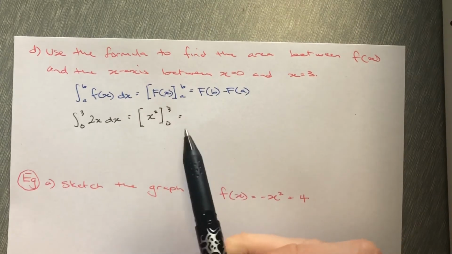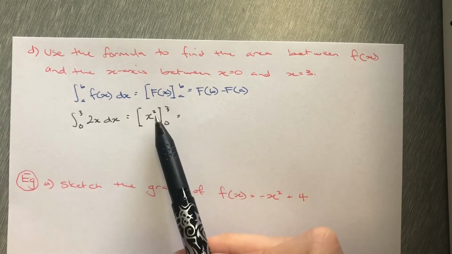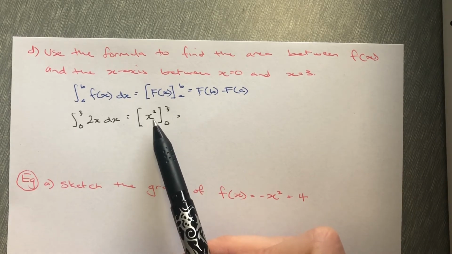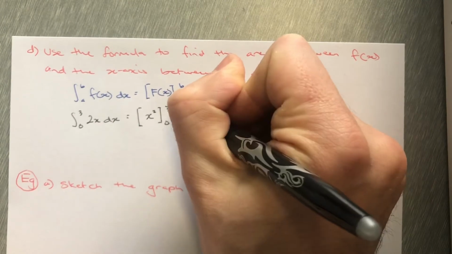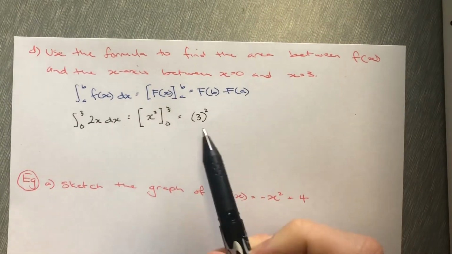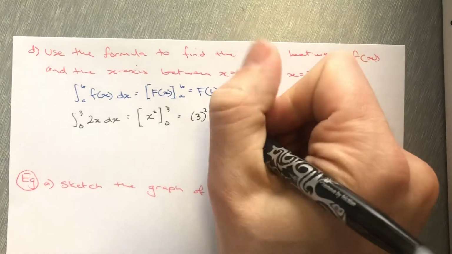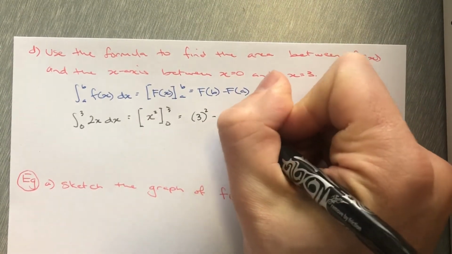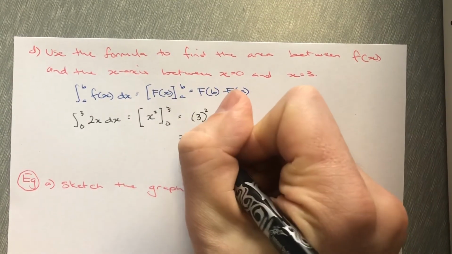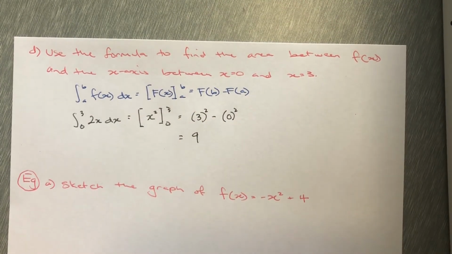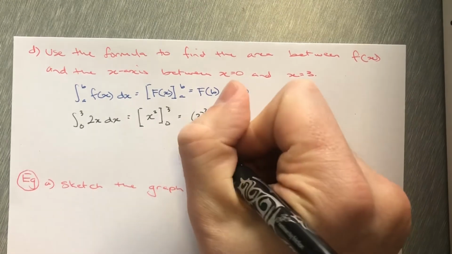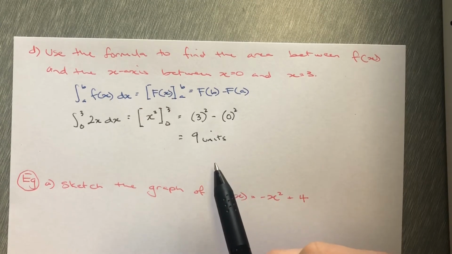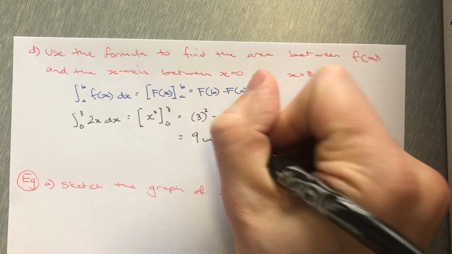Okay, so now for the next bit. We're subbing B into our capital F of x. Okay, so B is 3, our capital F of x is x squared. There we go, so that's capital F of B. And we need to take away capital F of a, so that would be 0 squared. And our answer is 9. See how it's the same as before? So using this method here, we found out that the area between the curve and the x-axis between x is 0 and x is 3 is 9 units squared.